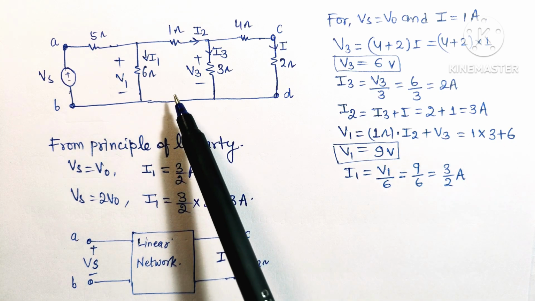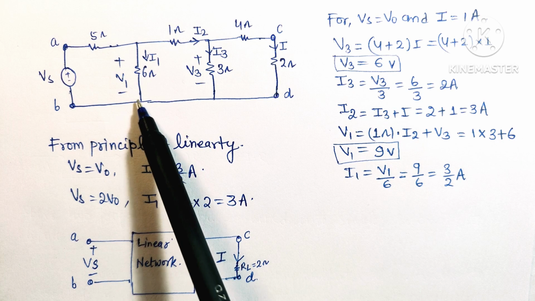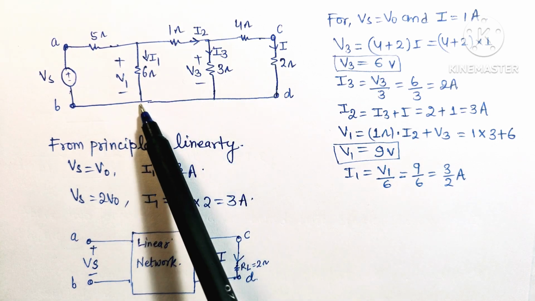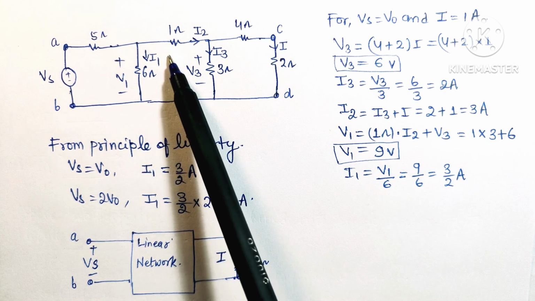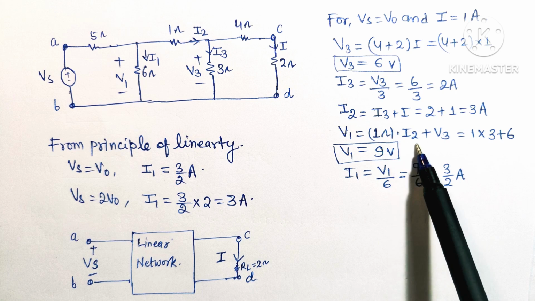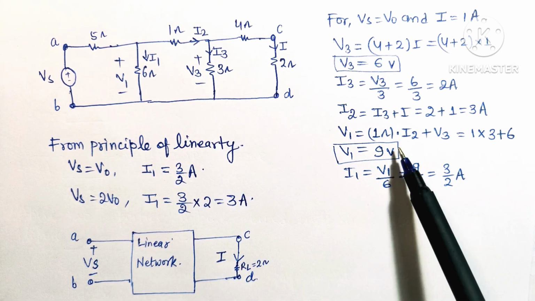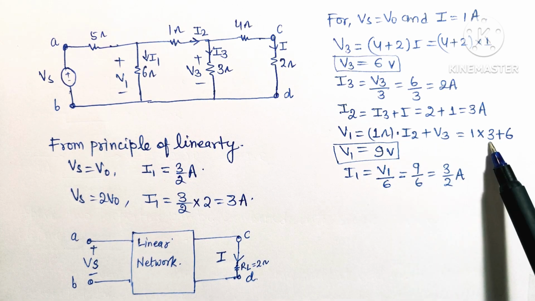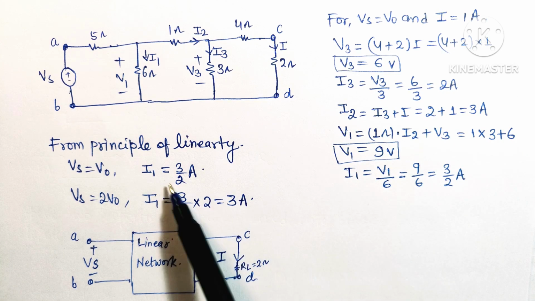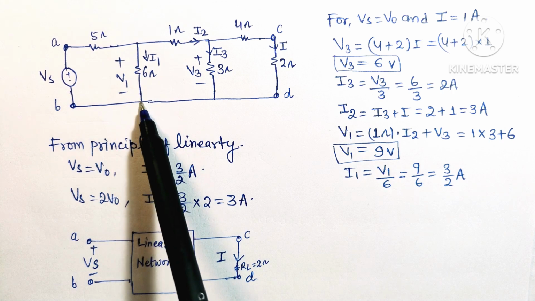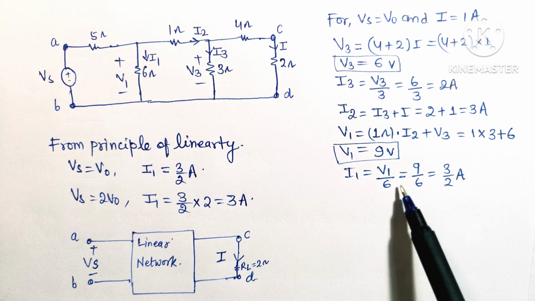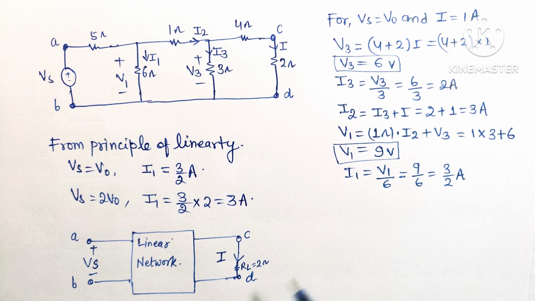Now we have found the value of I2, so we can apply KVL here. Moving from this node towards this node, V1 is equal to 1 ohm into I2 plus V3. Putting in the values we calculated, I2 is equal to 3 ampere and V3 is equal to 6 volt, we find V1 is equal to 9 volt. Since we have the V1 value as 9 volt, I1 can be found as V1 by 6. Putting V1 equal to 9 volt, we get I1 equal to 3 by 2 ampere.